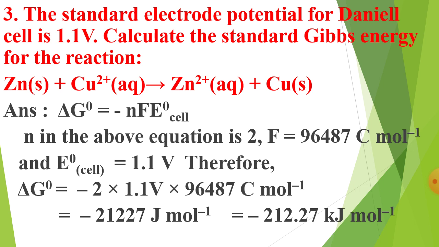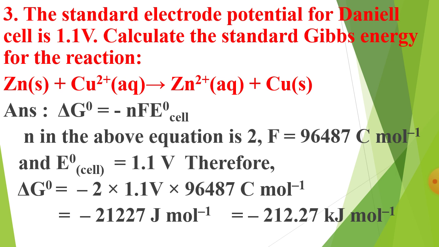Now question number 3. The standard electrode potential for the Daniell cell is 1.1 volt, that is, E°cell is given. Calculate the standard Gibbs energy of the reaction. Here zinc goes to the anode for oxidation and copper goes to the cathode for reduction, that is, zinc is oxidized and copper is reduced. Look again, zinc loses 2 electrons and copper gains 2 electrons. That's why the value of n is also 2.